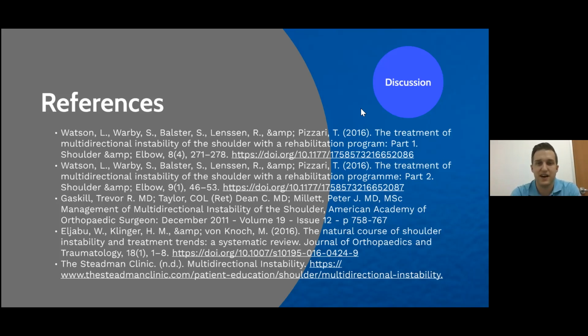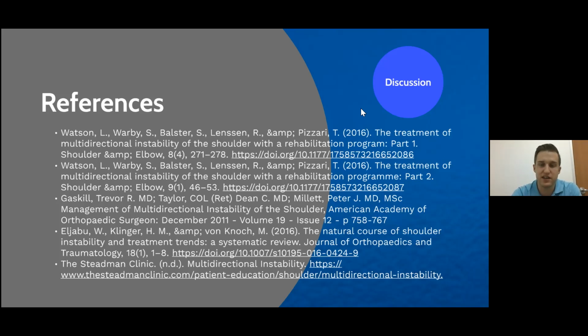And then I also used Dr. Millett's paper, talking about the general management of multi-directional instability. I also took a systematic review to talk about the different protocols competing with each other, which ones were the more successful ones, which is how I came to the Watson protocol.